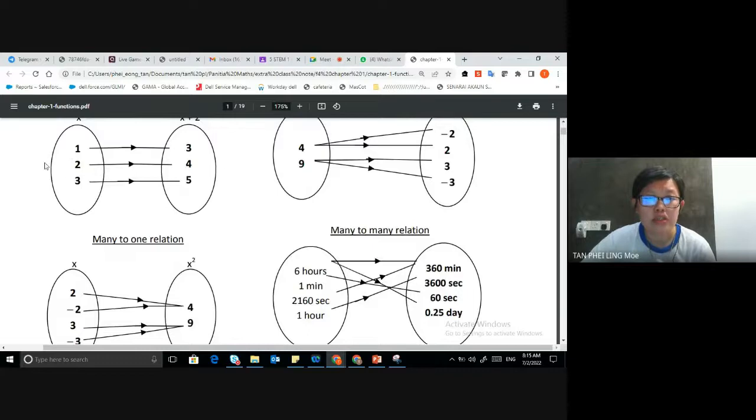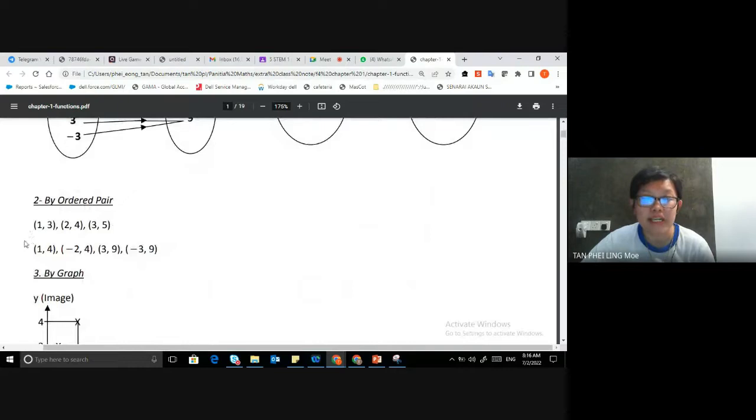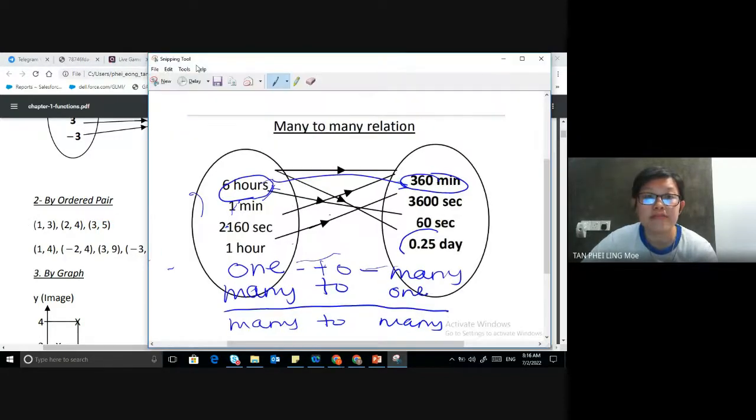1, 3, 2, 4, 3, 5. You write them like your coordinates. And then you just put them together: 1, 3, bracket them, 2, 4, 3, 5. So all these are called ordered pairs. You can put a curly bracket for them.